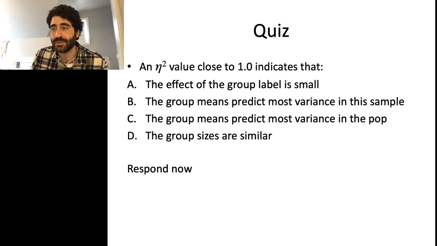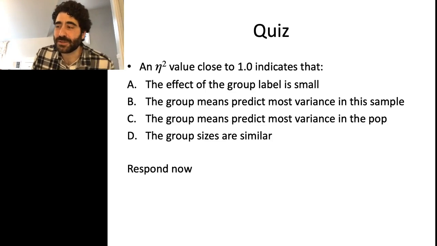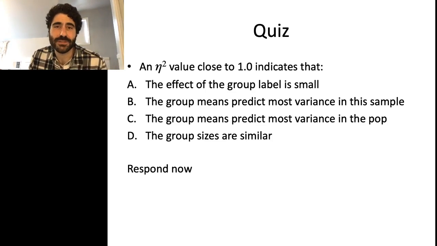Right, so an eta squared value close to 1 means that the effect of the group label in our ANOVA is large, right? That this group label is explaining most of the variance in this particular sample. It doesn't necessarily tell us about C, right? So it's probably true that this would also work well in the population, but to do that, we'd really have to compute either an omega squared or some other kind of measure of generalization performance, of how well we think this would work in the population.